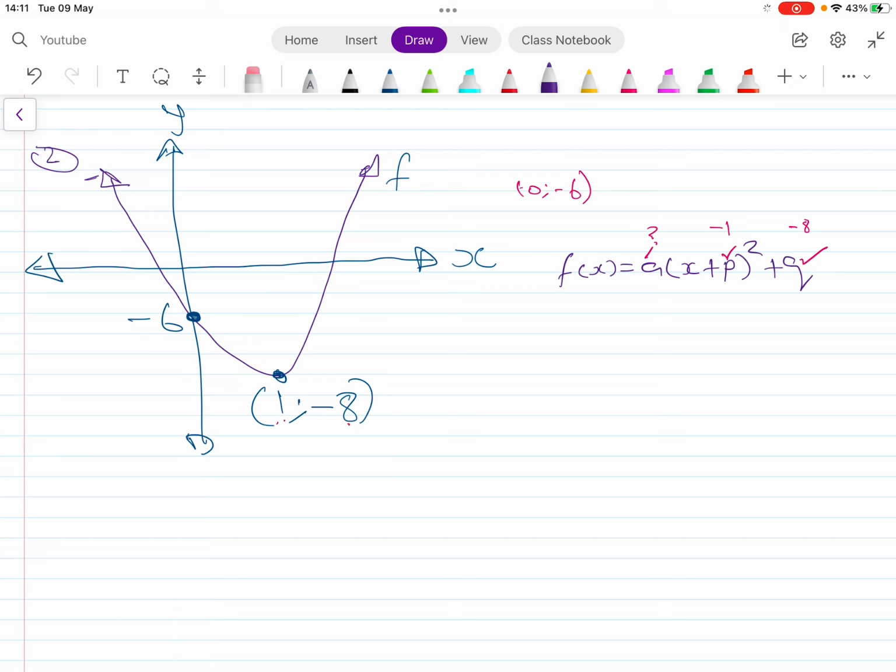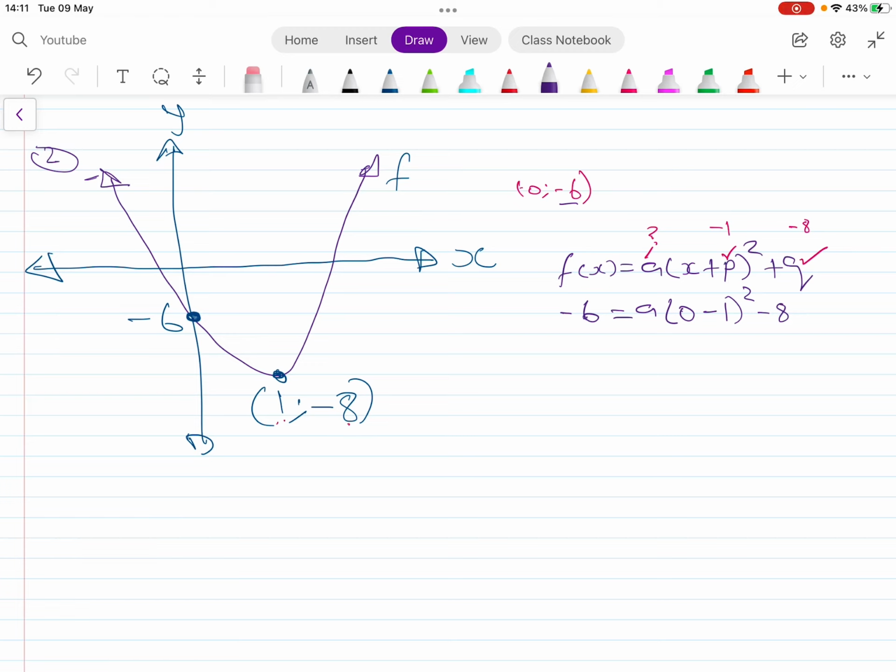We will substitute all the points. So let's substitute that point. Its y value, which is f(x), is -6, and then the a is the unknown variable. The x of that point that we just substituted is 0, and then plus p, we say plus -1, which is just going to be -1 all squared, and then plus -8, that is q, and then that's going to give us -8. So now we just need to solve for a.